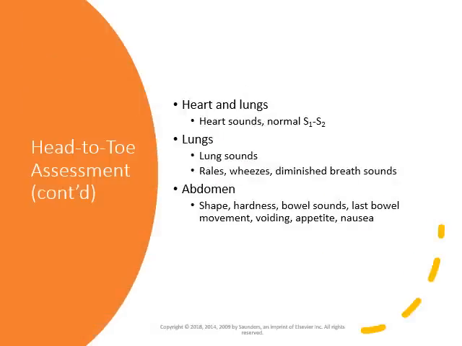The head-to-toe assessment consists of also assessing patient's heart and lung sounds. When assessing the patient's lungs, listen out for rales, wheezes, or any diminished breath sounds. And when assessing their abdomen, note the shape of the abdomen, the hardness, bowel sounds. Ask when they had their last bowel movement. Document and assess whether or not they're voiding. Assess their appetite, and then also assess whether or not there's presence of nausea. In the acute care setting, heart, lungs, and abdomen should be auscultated at least once during a shift.